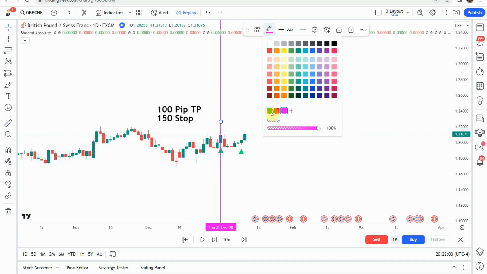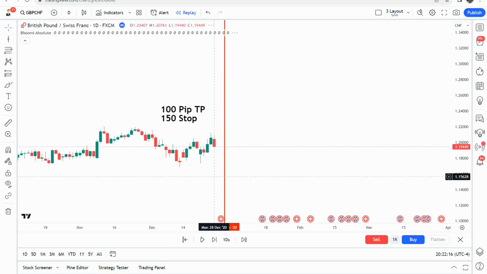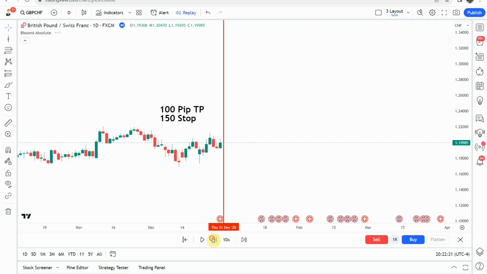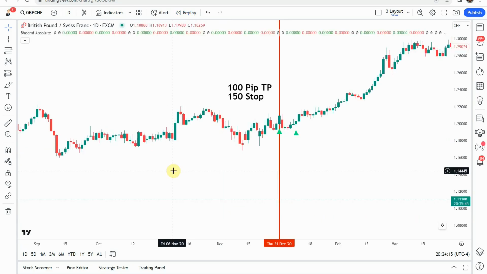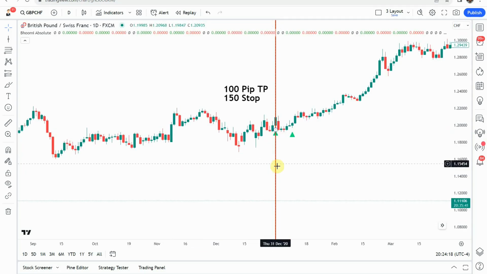Alright, the first signal that we pick up is a long signal. You can see we get that green arrow right here. Let's just double check that those arrows do take place on that exact candle. Let's go ahead and play it forward here. Alright, so we did run into a little bit of an issue here, and so the arrows do appear on the candle as the candle does close, and so that is something that I did confirm.